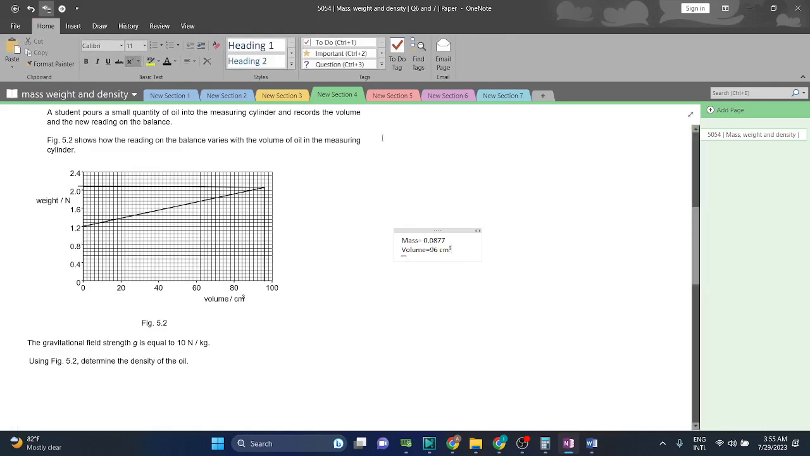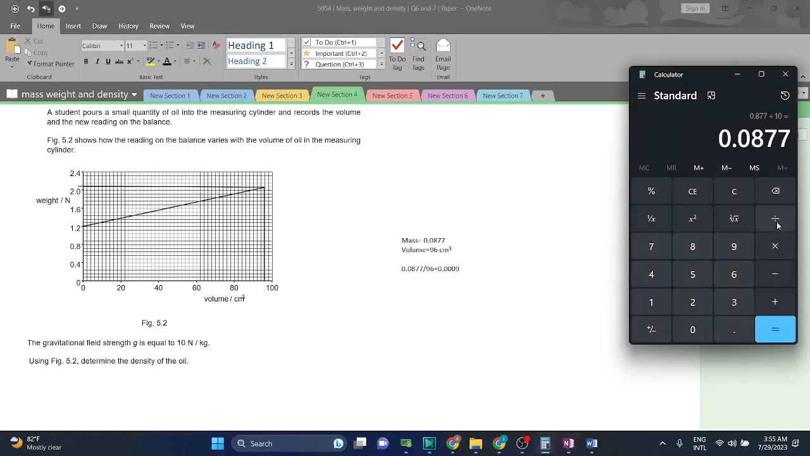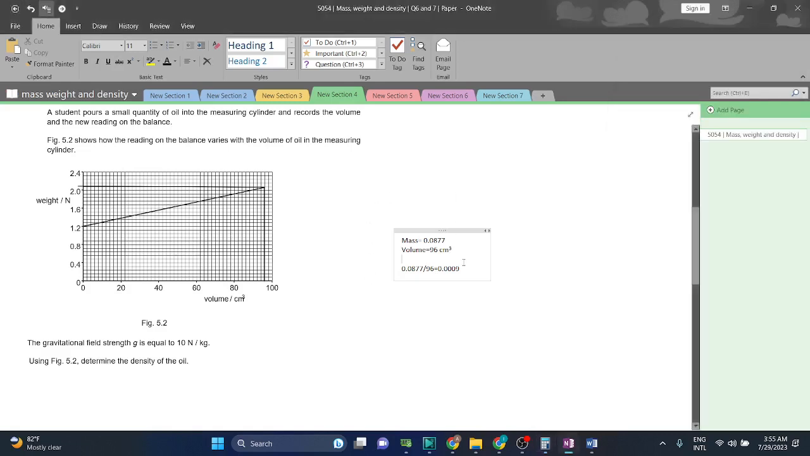So we get a volume as well. तो हमारा volume आ गया, हमारा mass आ गया, तो हम divide कर दें 0.0877 divided by volume, which is 96, which will give us a value which is incorrect. अच्छा जी, हमने कहीं गलती की है. 0.877 will be the difference here, और यहां से यहां तक का difference होगा 96, as I can see.